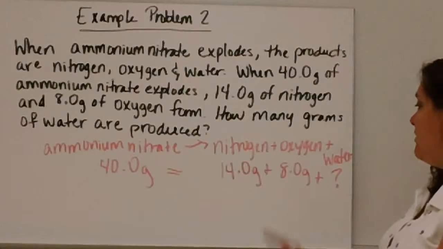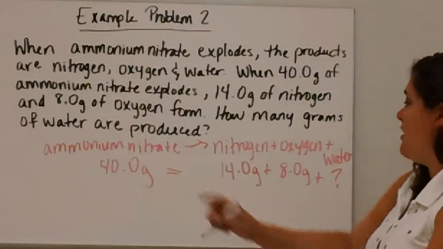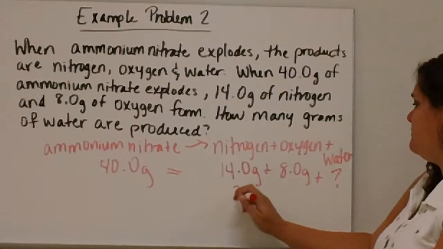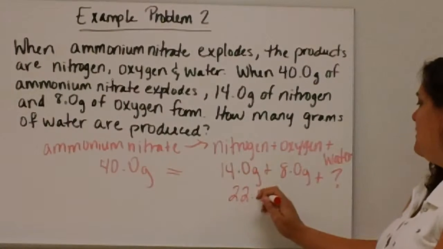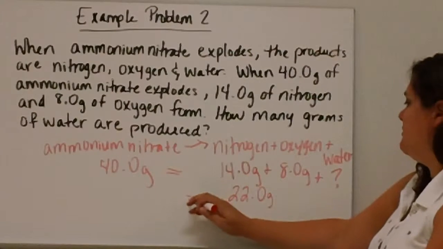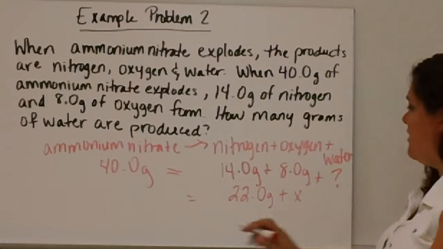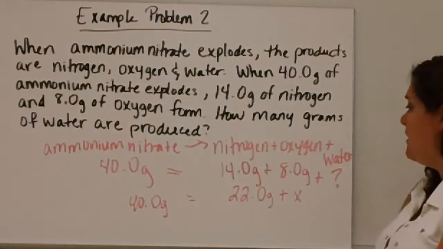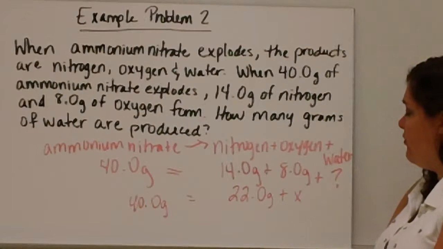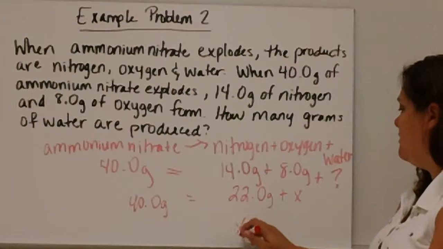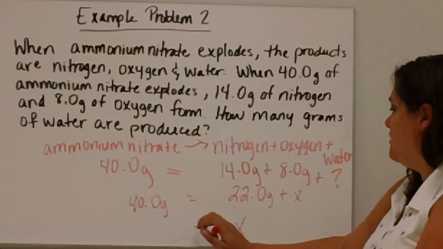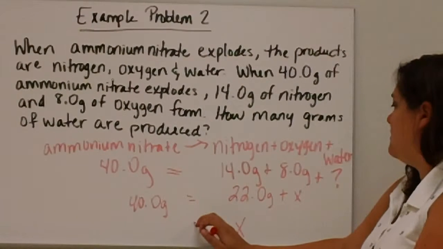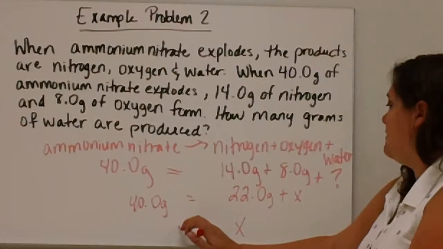And so this time we're going to add these two together and subtract from 40. So we get 22 grams over here plus whatever water is equals 40. And so when we subtract, 40 minus 22, we get 18.